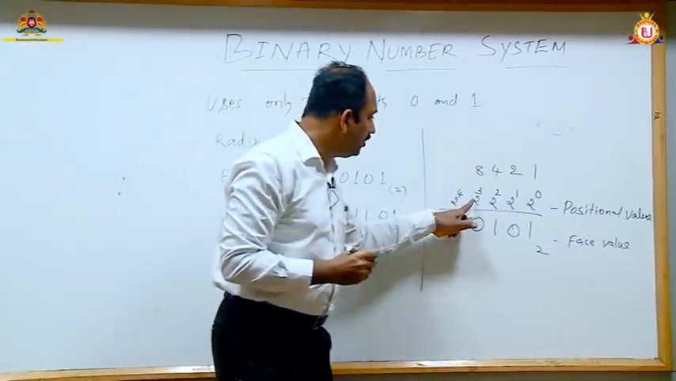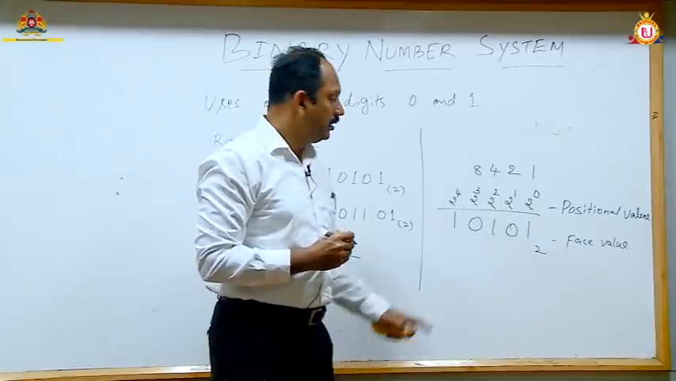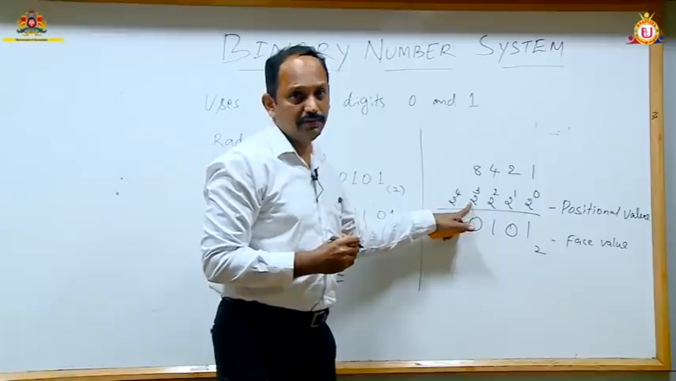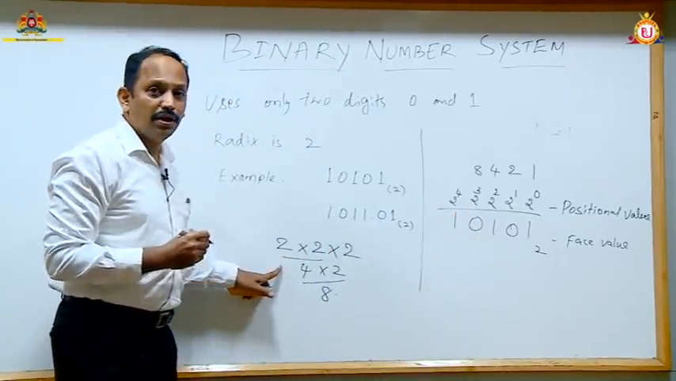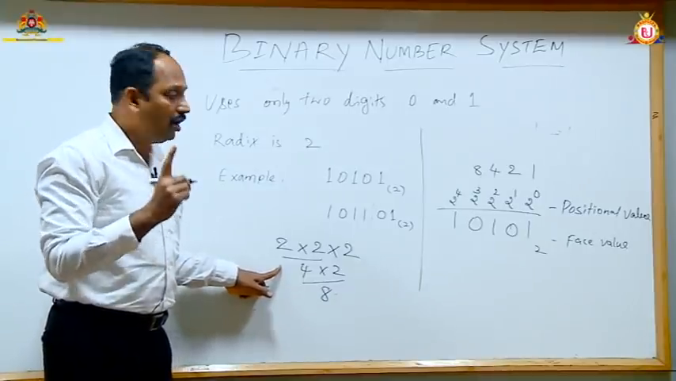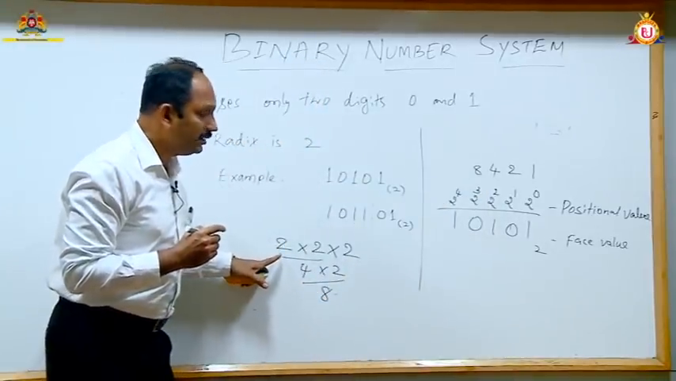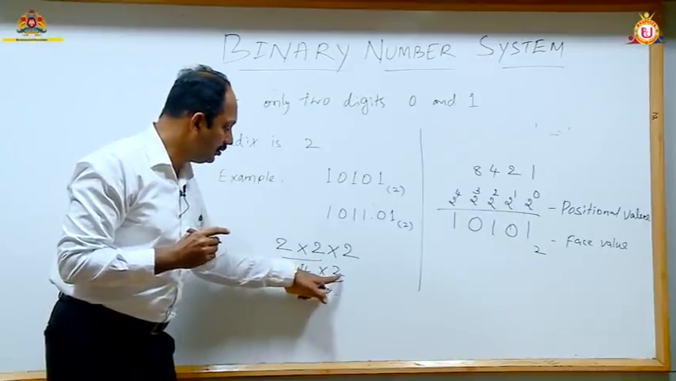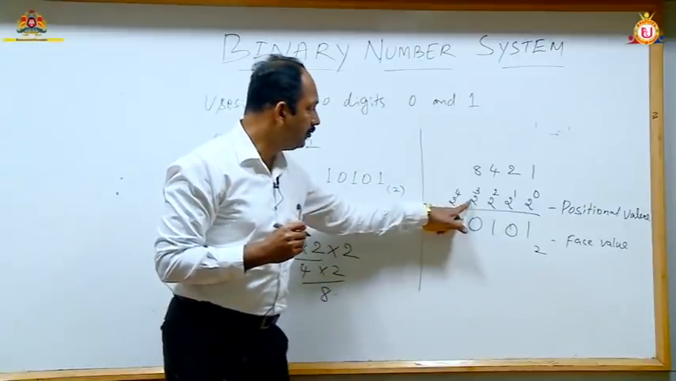Don't multiply 2 into 3. It is not correct. It should be 3 times 2, where 2 is the base of the binary number system. Here you make the mistake. I am repeatedly telling this: how 2 to the power of 3 should be calculated. That is 3 times 2, 2 into 2, 4, 4 into 2, 8. That is the final value of 2 to the power of 3.